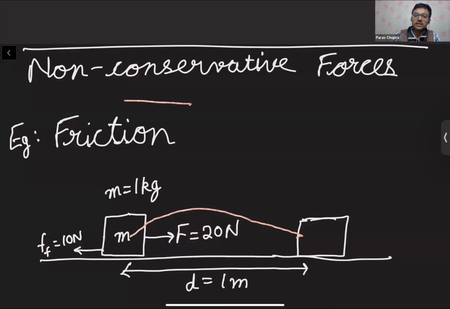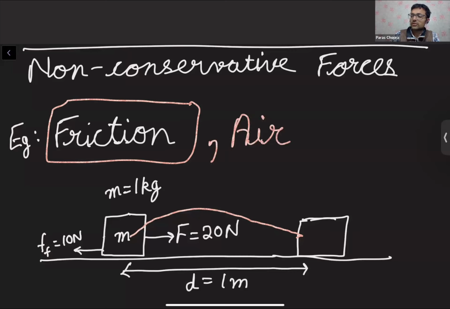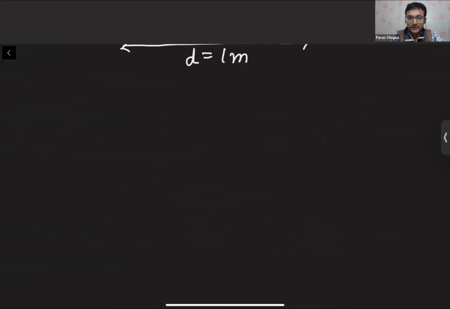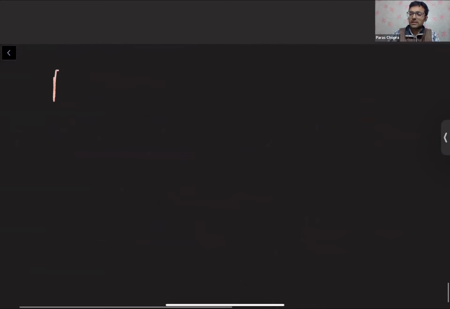So work done in case of friction depends on what path you have taken. So friction is an example of a non-conservative force. Similarly, air resistance is also a non-conservative force. Wherever there is dissipation of energy, those forces are generally non-conservative. And wherever there is a conservative force, there will be a potential and a potential energy.